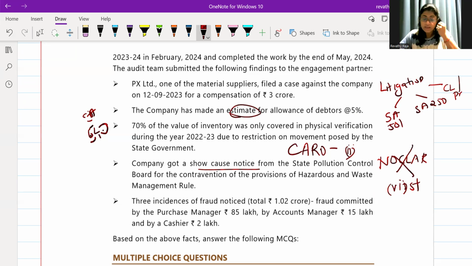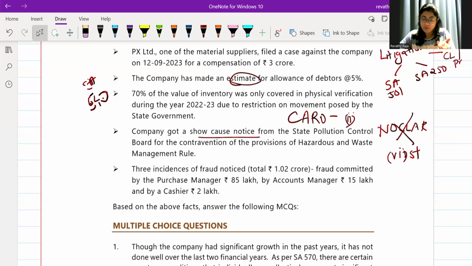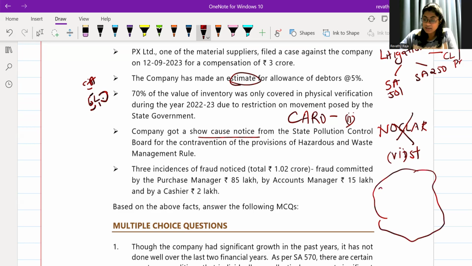Okay. 3 incidents of fraud. Fraud committed by purchase manager, accounts manager, and cashier. But when you think of fraud, what else will come to your mind? Fraud means SA 240. That's easy enough. SA 240 will come. CARO clause 11 will come. Plus 143 subsection 12. Reporting to central government if it exceeds 1 crore.